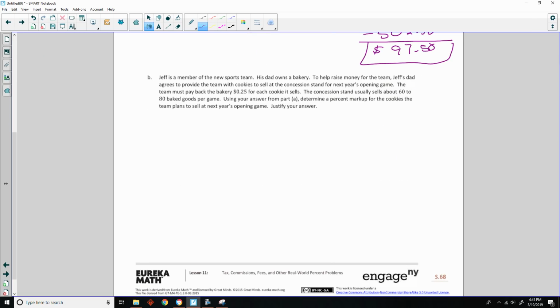Part B. Jeff is a member of the new sports team. His dad owns a bakery. To help raise money for the team, Jeff's dad agrees to provide the team with cookies to sell at the concession stand for next year's opening game. The team must pay back the bakery 25 cents for each cookie it sells. The concession stand usually sells about 60 to 80 baked goods per game. Using your answer from Part A, determine a % markup for the cookies the team plans to sell at next year's opening game and justify your answer.